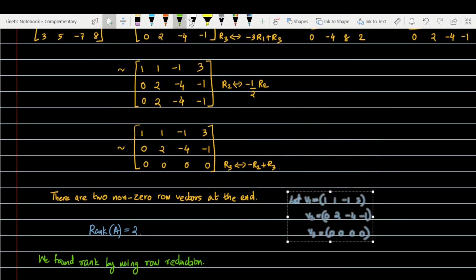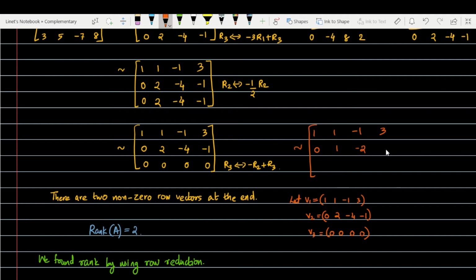The step is: 1, 1, minus 1, 3, let it remain like that. The second row is changed to 0, 1, minus 2 and minus 1 by 2. Third row remains 0, 0, 0, 0. So what we did here is nothing but R2 is changed to R2 by 2. So we are getting the row reduced echelon form here.